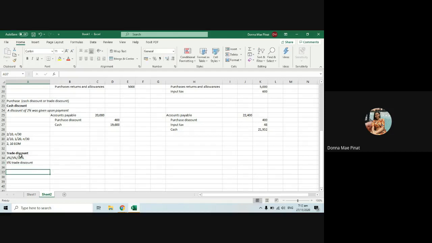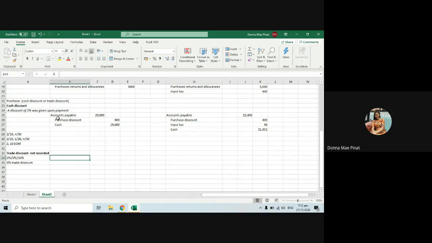So, careful mo guys ha. Why do you have to be careful? Because trade discounts are not recorded in the books. So dili siya parehas sa purchase discount nga i-record nimo. Ang trade discount, net na nimo siya i-record.